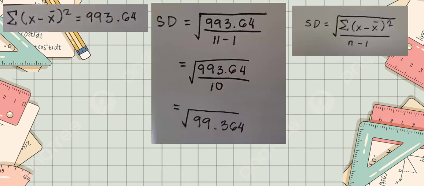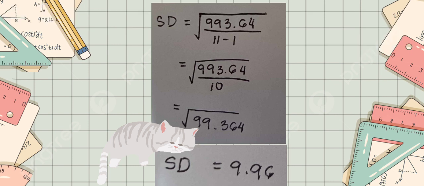So, we have standard deviation equals the square root of 993.64 over 11 minus 1. Next, subtract the denominator, so we got 10. Then, divide 993.64 by 10, so we got 99.364. Lastly, the square root of 99.364, so our standard deviation is 9.96.